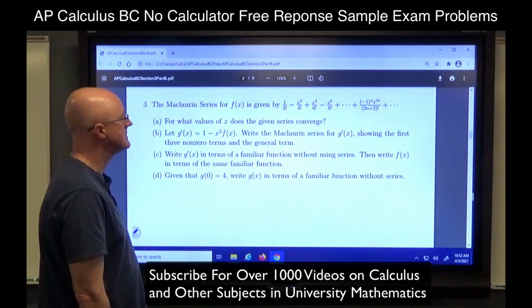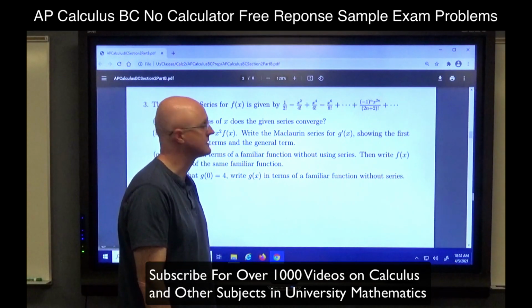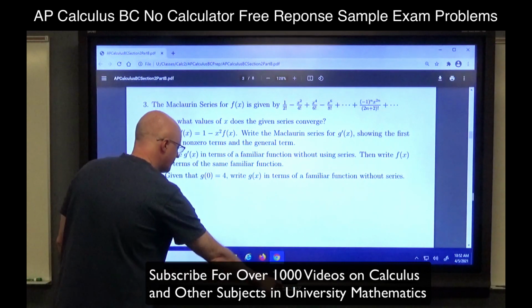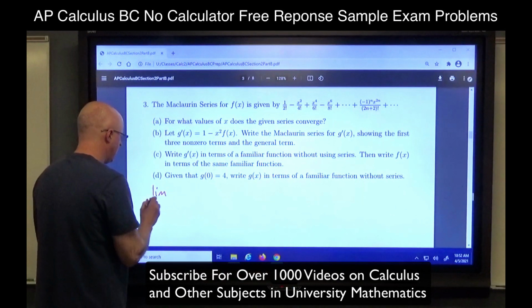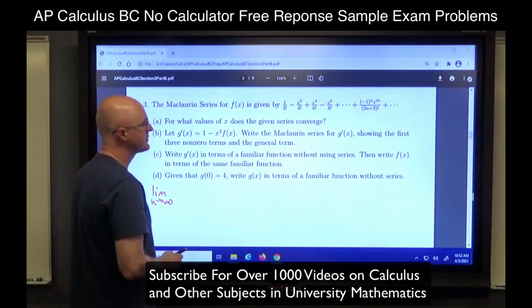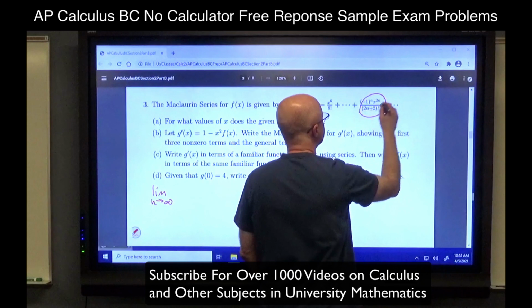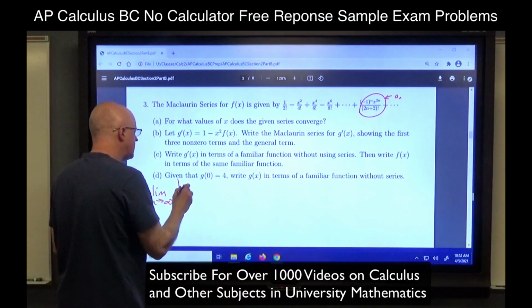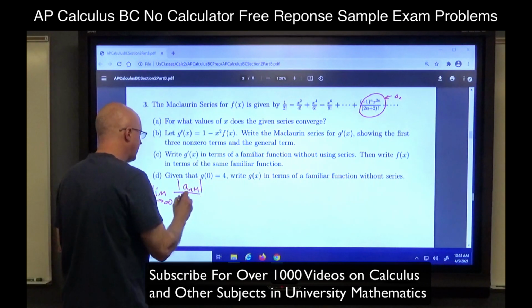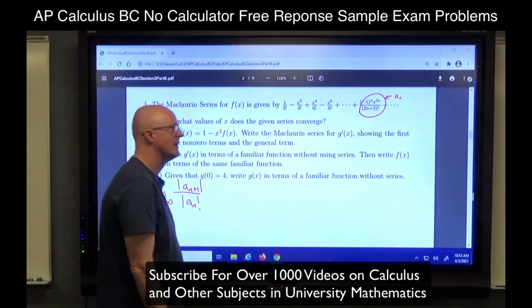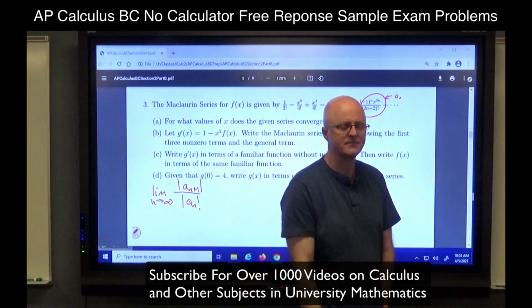And the standard thing to use here is the ratio test, especially when you've got factorials involved. We want to look at the limit as n goes to infinity of the general term. Let me call this the general term a_n. The absolute value of a_(n+1) divided by the absolute value of a_n. This limit is what's part of the ratio test.